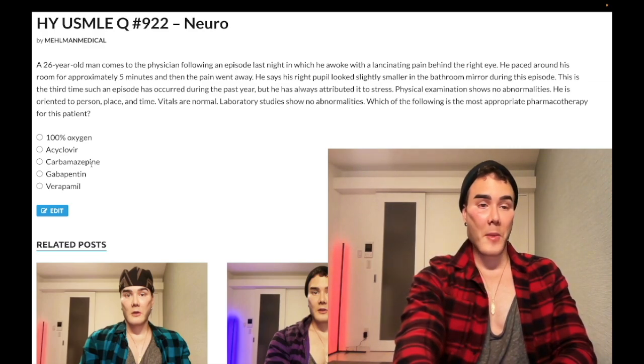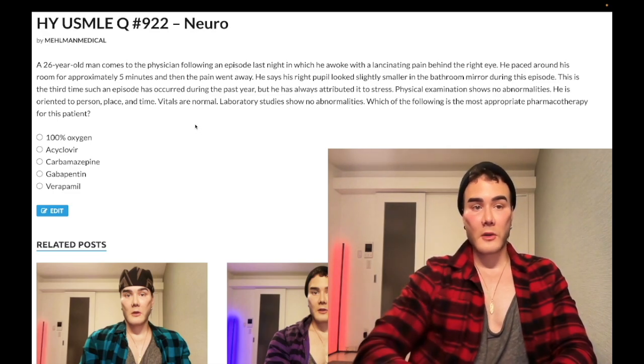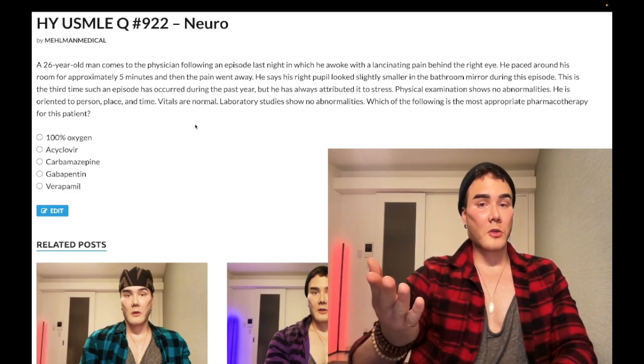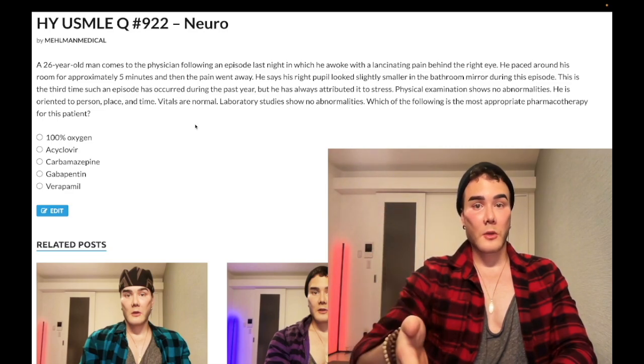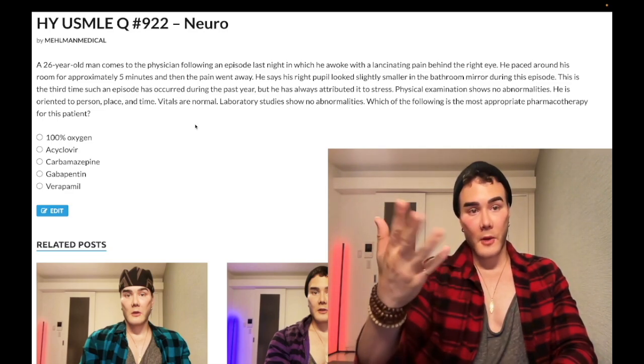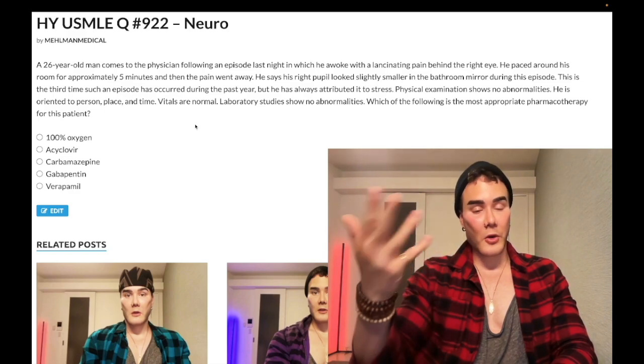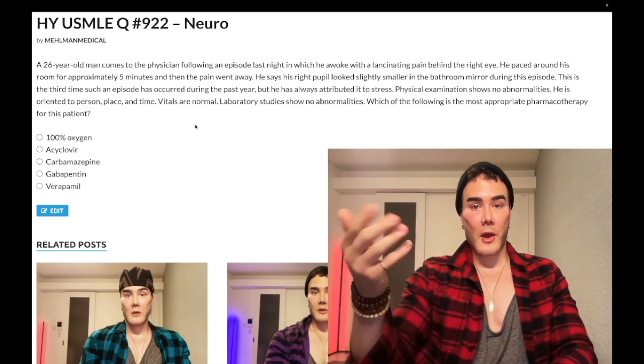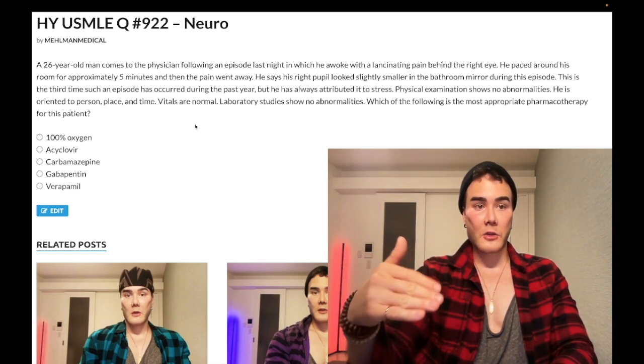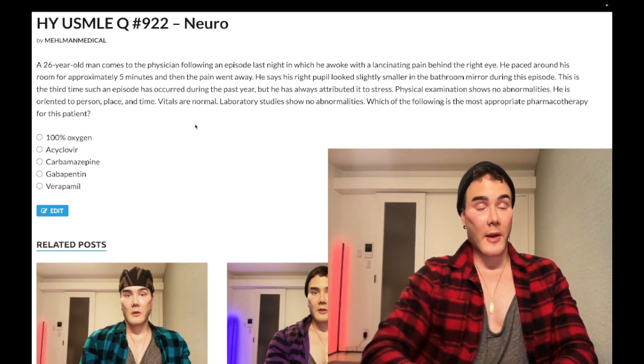Choice C, carbamazepine, wrong answer. So this can be prophylactic for trigeminal neuralgia, which can be misconstrued for cluster headache. So trigeminal neuralgia can occur in any distribution, V1, 2, 3 for the branches of the trigeminal nerve. So ophthalmic branch, maxillary branch, mandibular branch, and it's thought to be due to narrowing of the foramina. Okay, superior orbital fissure, foramen rotundum, foramen ovale.